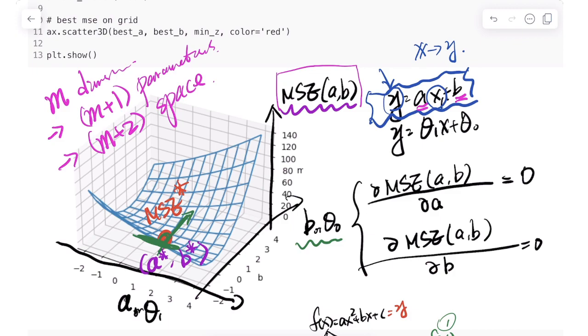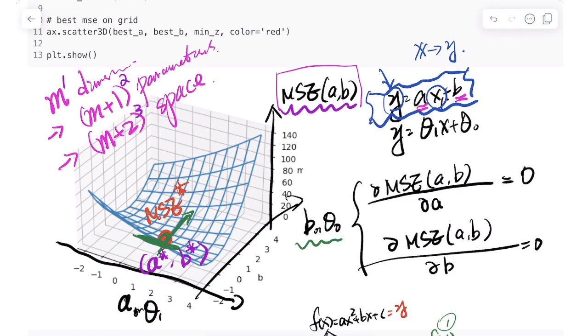Think about it. If we have only 1 dimension, we have 2 parameters, A and B, and we can plot it in a 3-dimensional space, including A and B and its corresponding MSE. So if we have m dimensions, we have m plus 1 parameters, and we can plot this MSE function in m plus 2 space. And in this m plus 2 space, you can find the smallest MSE value, and so on and so forth.